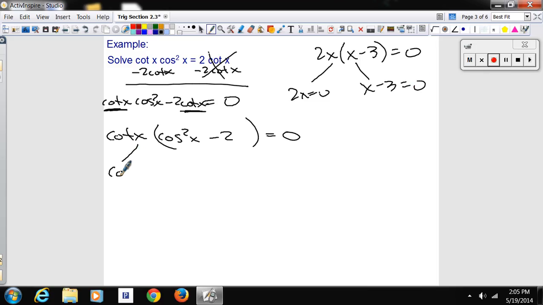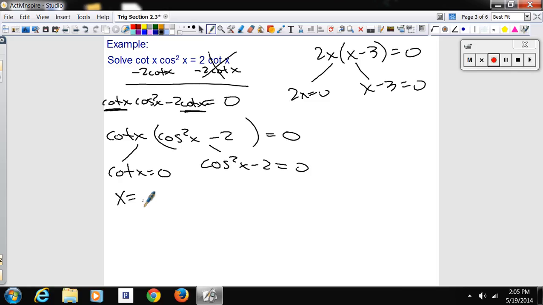This is going to equal 0. The only way that if you multiply these 2 together you get a 0 is that one of them had to have been 0 somewhere. So either this one was 0 or this one was 0. So cosine squared minus 2 equals 0. We set them both equal to 0, and then we just solve them. This one's already solved. Cotangent's already by itself. So what could I plug in for x that would make the cotangent become a 0? You've got to look on your chart.